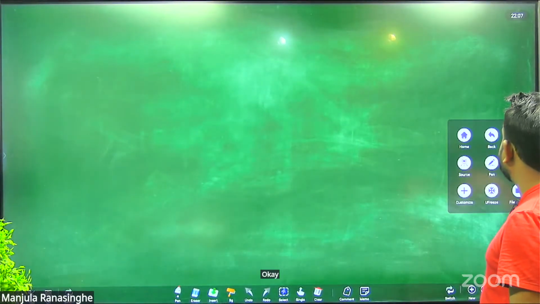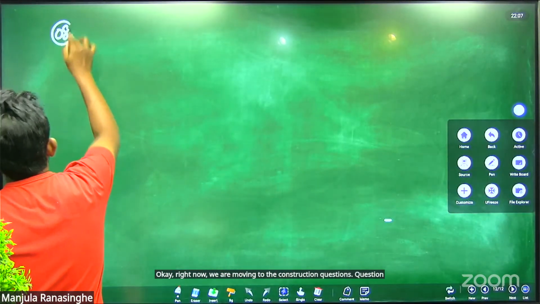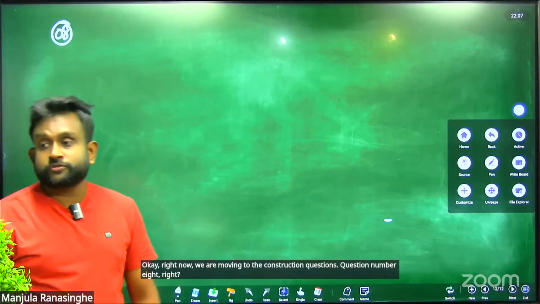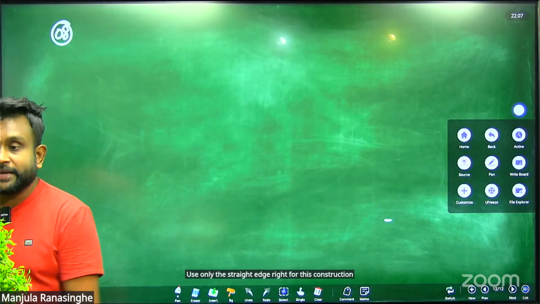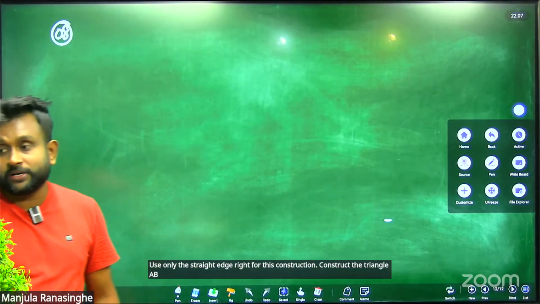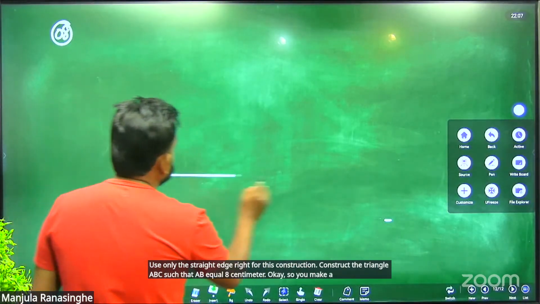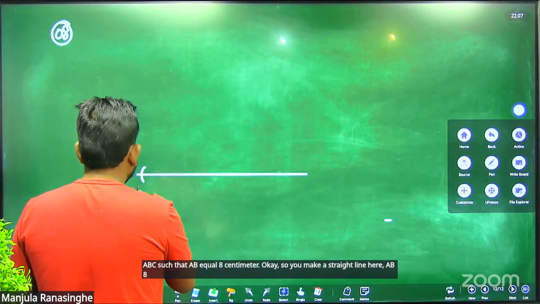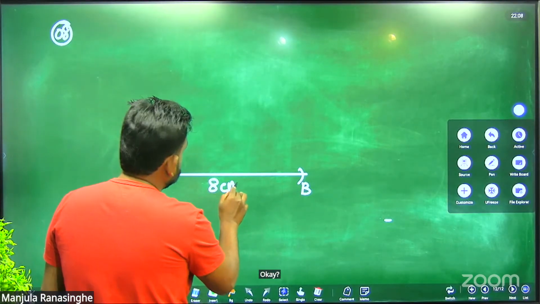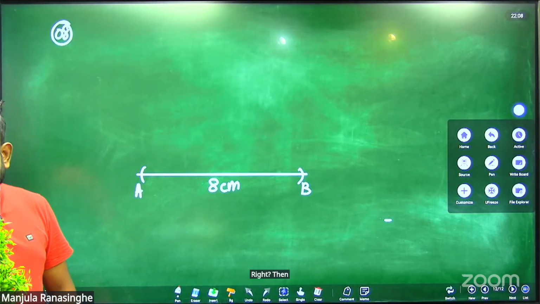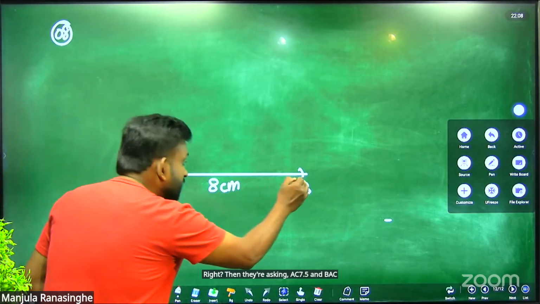Okay, right now we are moving to the construction questions. Question number 8, right? Use only the straight edge for this construction. Construct the triangle ABC such that AB equals 8 centimeters. So you make a straight line here, AB, 8 centimeters. Then they are asking AC 7.5 and BAC 60 degrees.